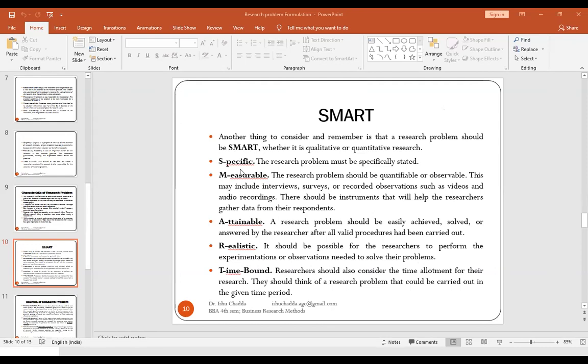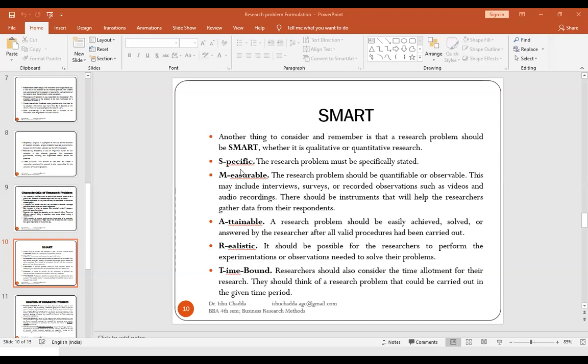We can also say that research must be smart. That should be considered while we are going to pursue the research, whether it is qualitative research or quantitative research. It should be smart. SMART here implies specific, measurable, attainable, realistic, and time-bound.